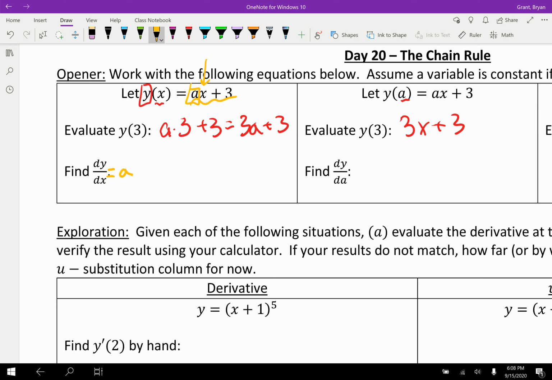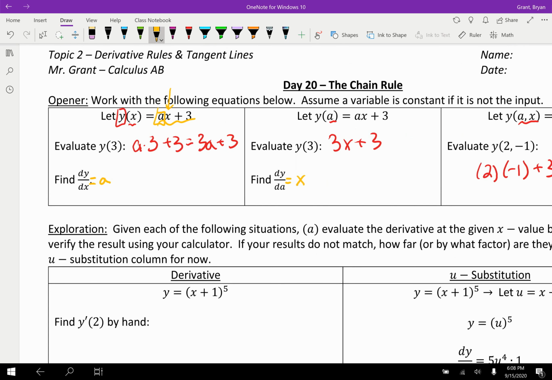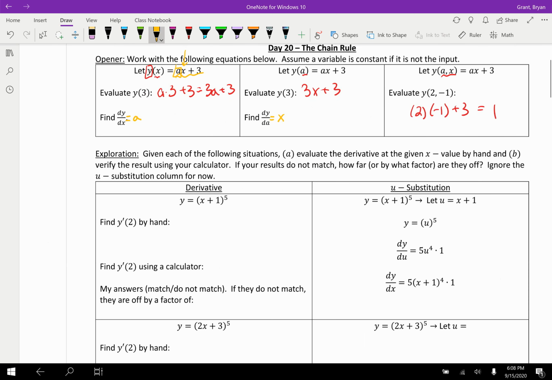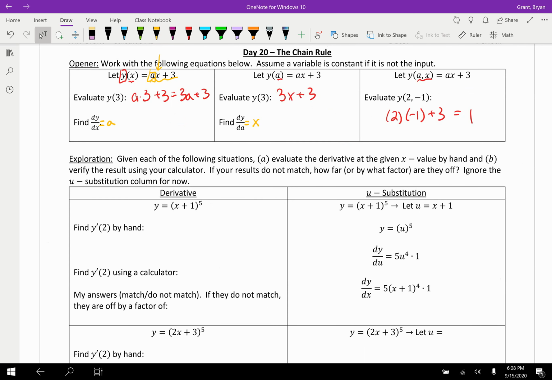If we look over here, same idea, but now x is going to be our constant. When we take the derivative with respect to a, this is just going to be x. We're not going to deal with the derivative of two different inputs for today. Now that we're comfortable with what all those inputs mean, we're going to take a look at these derivatives down below.